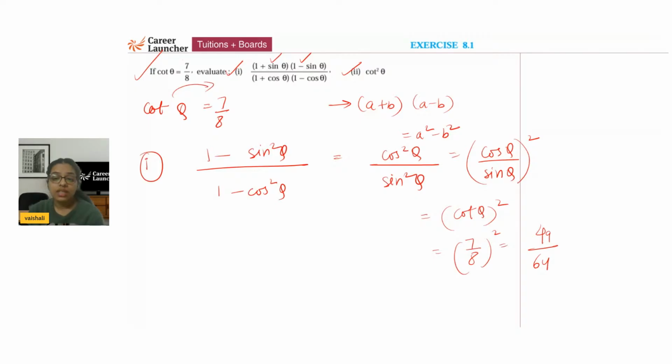If you have any doubt, please write it down in the comment section and I'll answer it. The next one is the same. If you see the value of cot square, I know it is 49 by 64. So the answer to the second part will also be the same, which is 49 by 64.